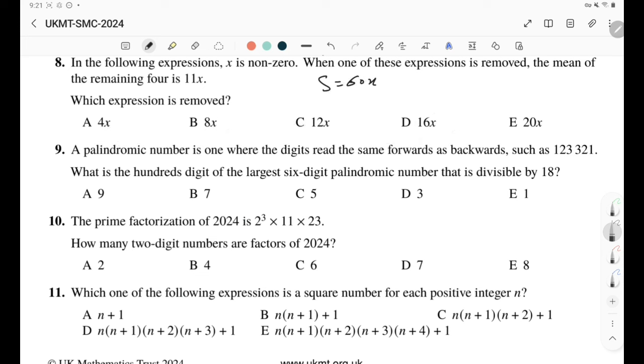Okay, nice. Now we're going to delete one of these and find the mean of the rest. They are telling us that the mean of the 4 remaining numbers is 11x. So if you multiply 11x by 4, this is the new sum after we delete this number. If we add the deleted number to it, we get 60x. So if we subtract this from this, we get our number, which is just 16. And yeah, that's it.